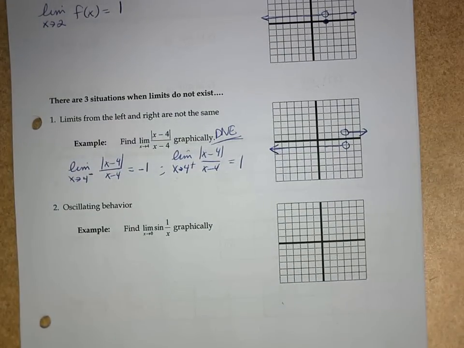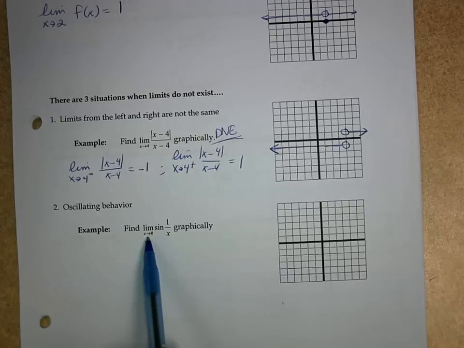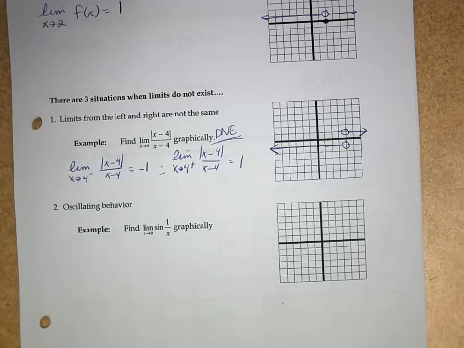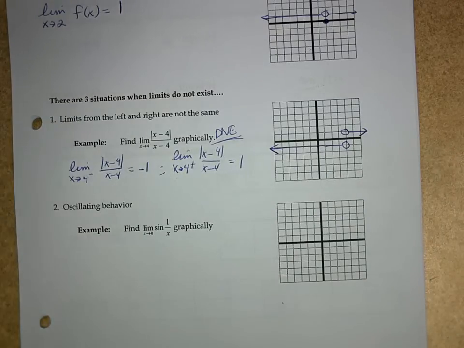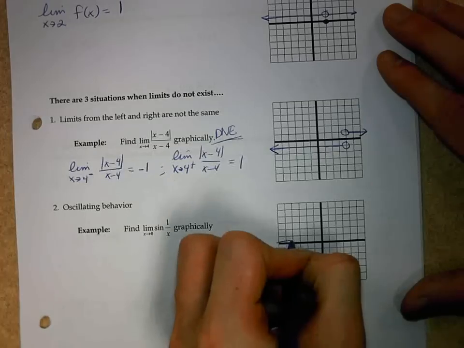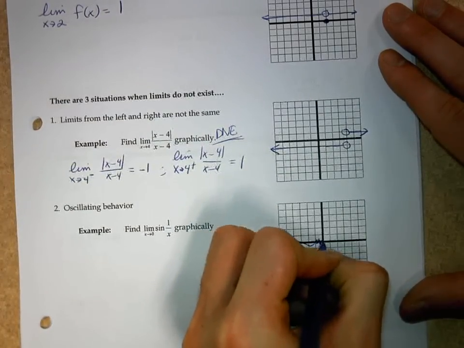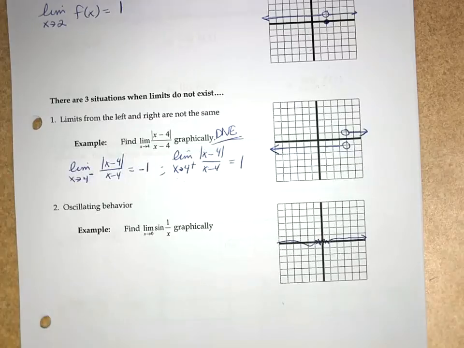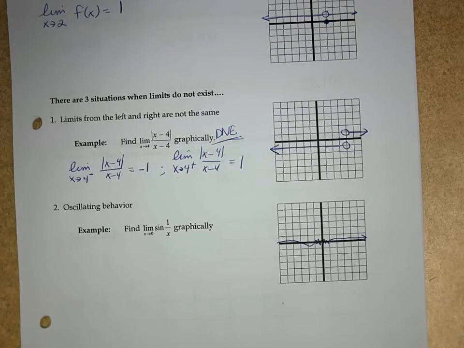The second thing is oscillating behavior. Here, finding the limit as x approaches 0 of the sine of 1 over x graphically. If I were to graph the sine of 1 over x, I know I'm going to have an issue at 0, because if I plug in a 0, 1 over 0 is undefined. So the sine of an undefined answer, I really can't find a value for that. If I look at my graph, it seems to be okay, and then all of a sudden I get all the squiggly stuff in the middle before I go back off again.